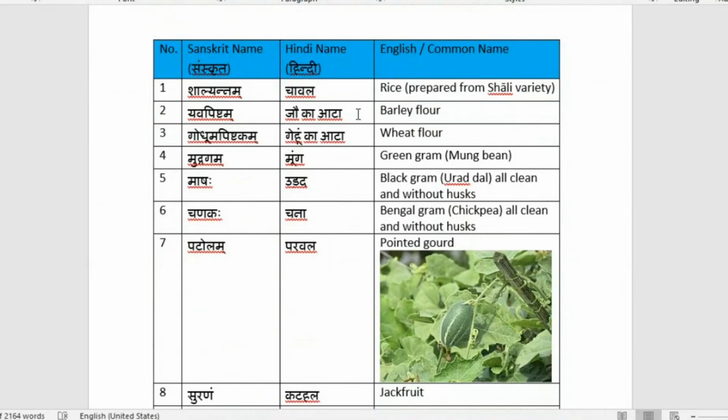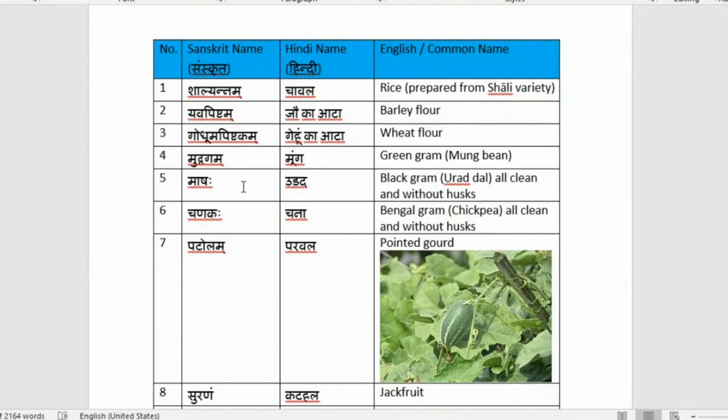Now this sequence, just like Hatha Pradipika, you have to learn it. You have to read it again and again and again. Only then you will get a hang of it. Next is Godhum Pishtakam. Godhum was in Hatha Pradipika also. So gehu ka atta, that means wheat flour. Then is Mudgam, that is moong.